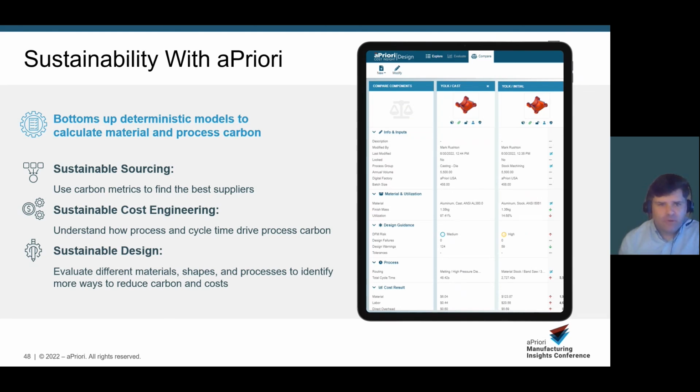So, just to wrap up, I think one of the things that really excites me about what we're doing here is that bottoms up deterministic approach to calculating material and process carbon alongside cost, so that you can make those trade-offs like, oh, is it worth reducing my carbon 50%, 5%? And what does that impact on cost? I think we've seen time and time again.